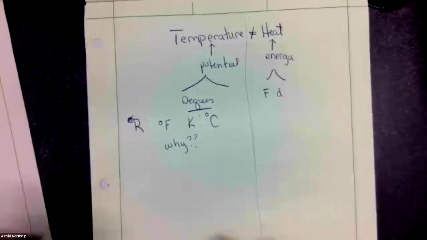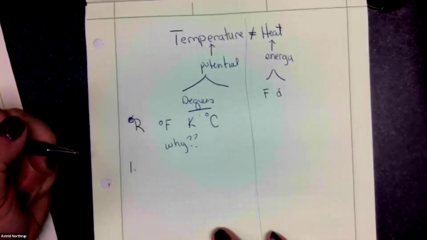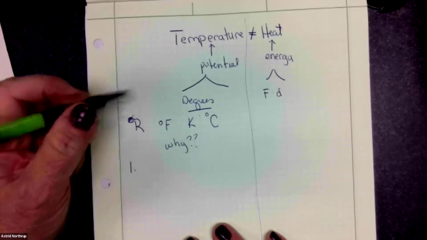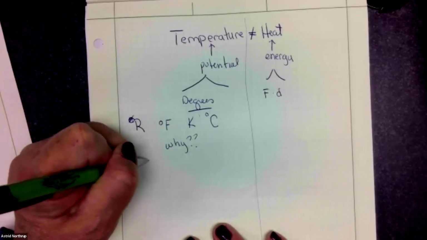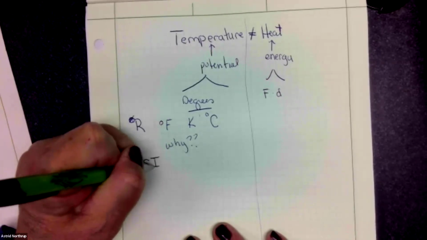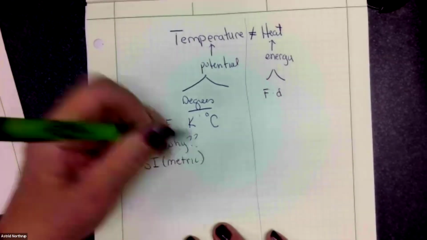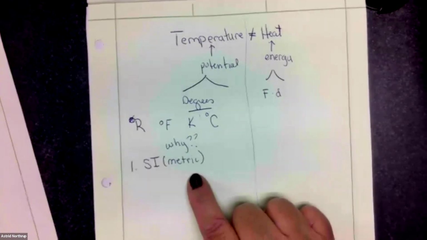Okay, well, the first reason is because everyone in the world except for 3 countries uses something called the International System of Units, or the metric system. And metric is all based on powers of 10.